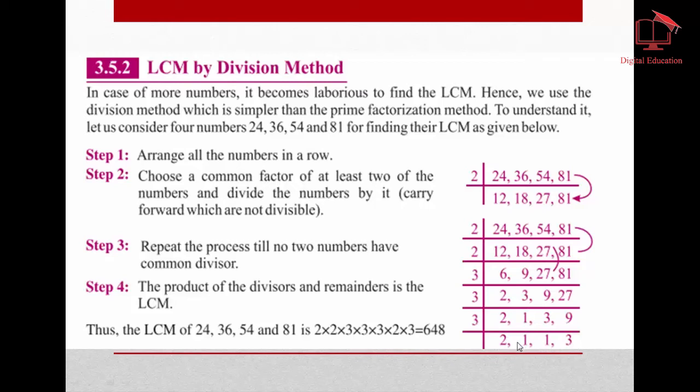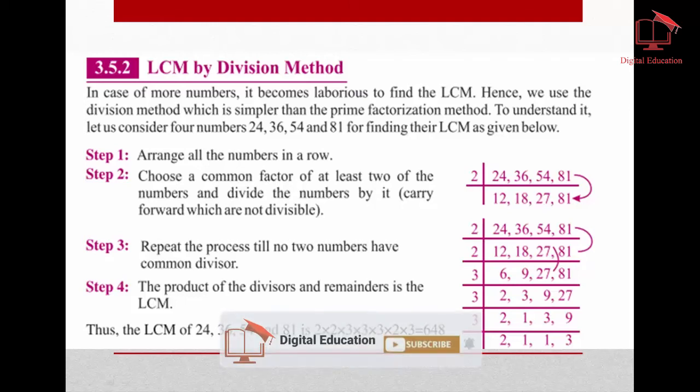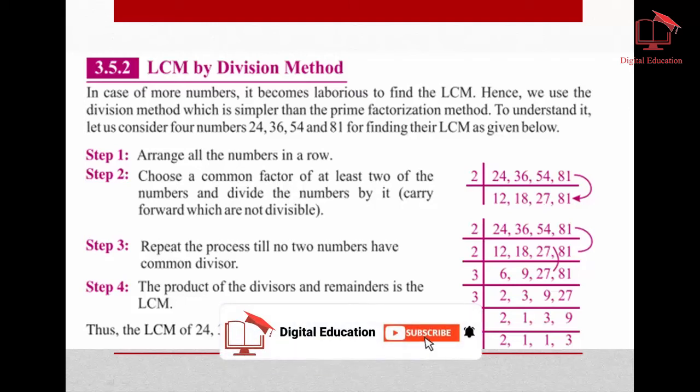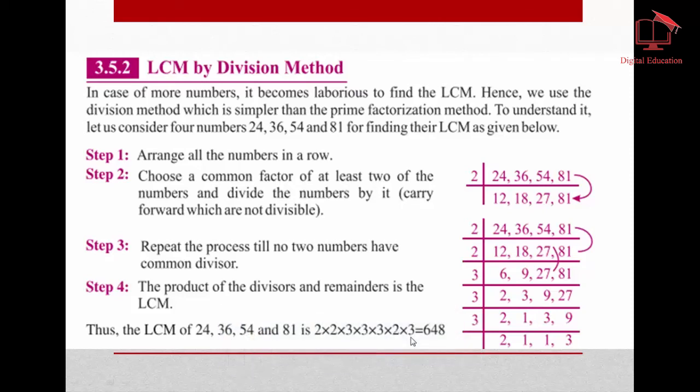Now we have the LCM of 24, 36, 54 and 81 is 2 multiplied by 2, multiplied by 3, multiplied by 3, multiplied by 3, multiplied by 2 and lastly multiplied by 3. If we multiply, we have got the answer that is 648. So students, this is the concept of our least common multiple by the division method.